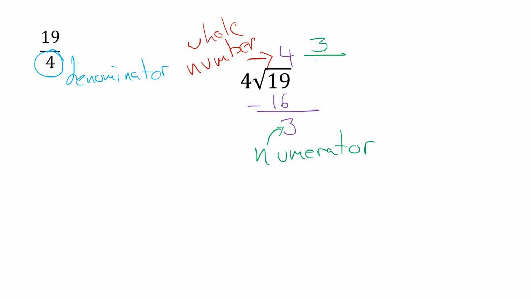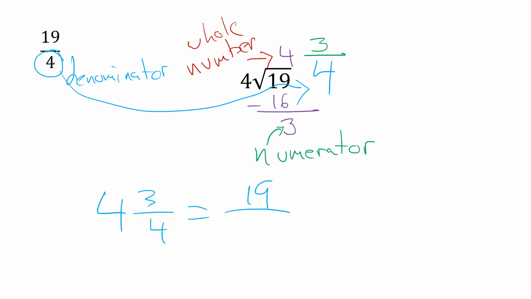So we're going to end with a denominator of 4. We just drag him over to the end of our problem. And there you go. Our final answer is 4 3/4. 4 3/4 is the same as 19/4.